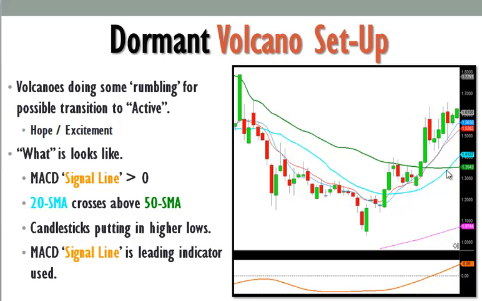The 20 is now up above the 50. The candlesticks are starting to put in the higher lows, which is good. And with this, the MACD signal line is the leading indicator used. I mean, we first want to just find out where the MACD is above 0. It's the easiest for the scans. It's just a preferable way to go about things, because as we see as we go through more details, this will do a good job as a leading indicator even before the 20 crosses over the 50.